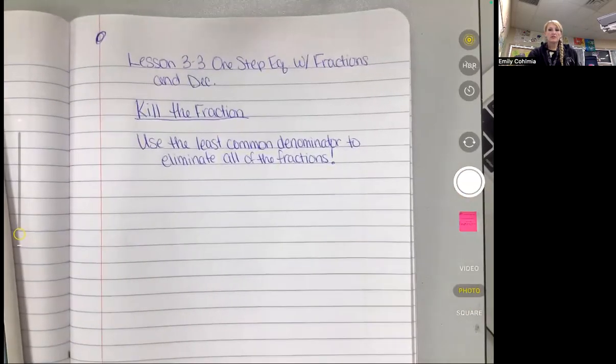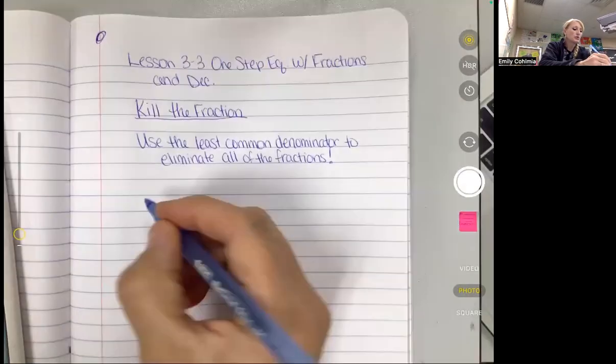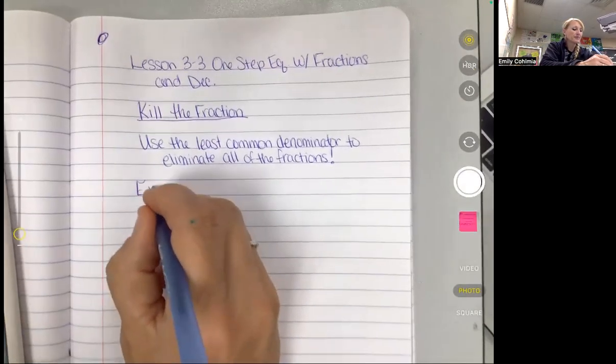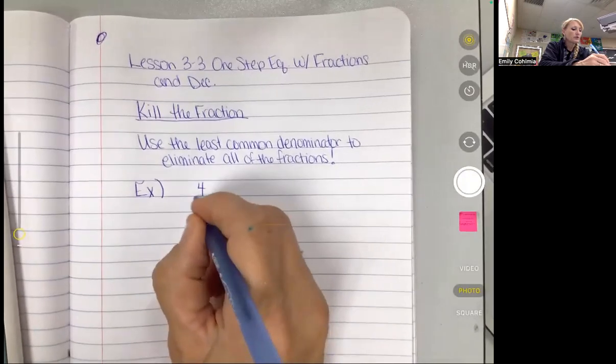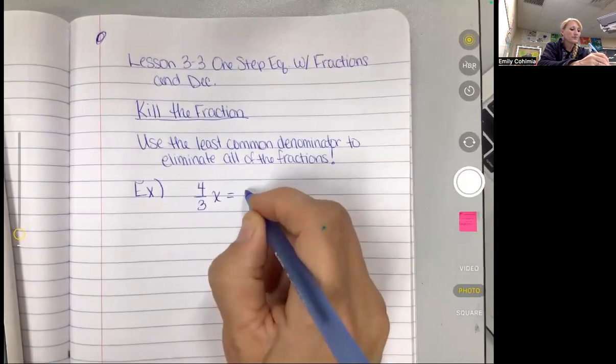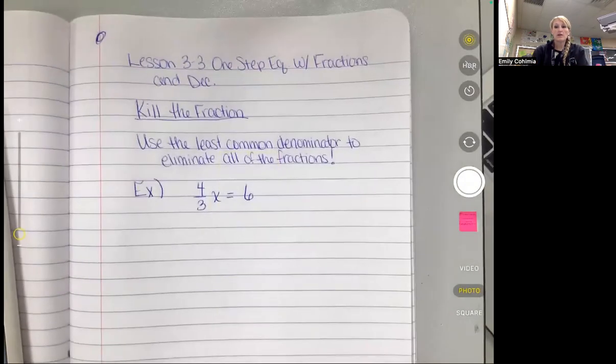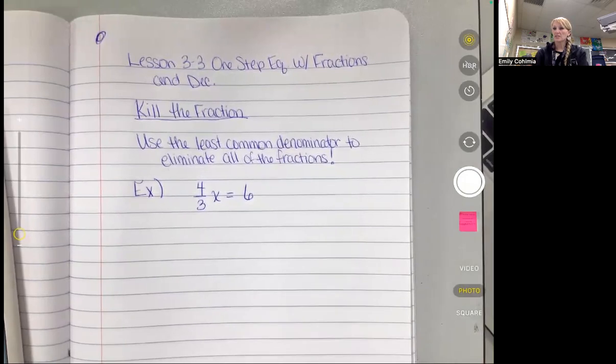So this is how this works. We are going to do something like 4/3 x equals 6. So we only have one denominator here. So that denominator is going to be what we're going to use to get rid of it. So it's the least common denominator because it's the only denominator.